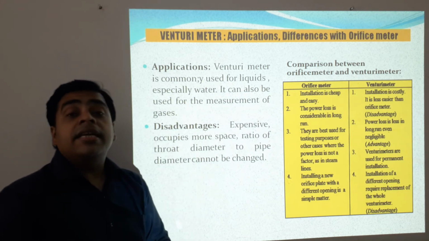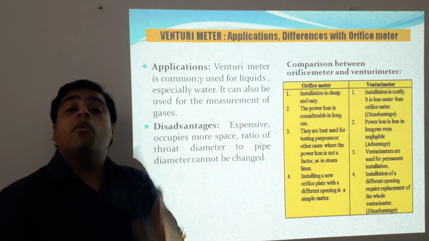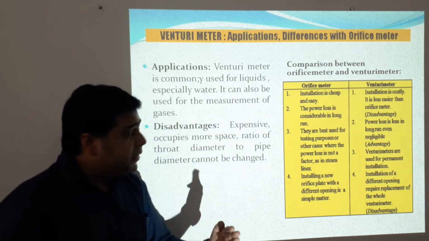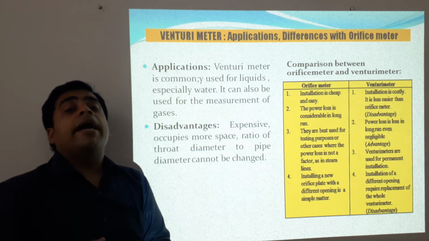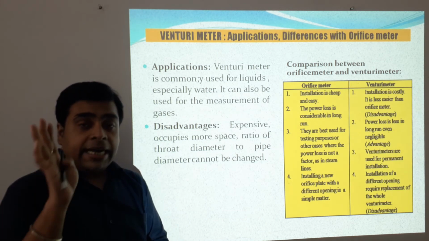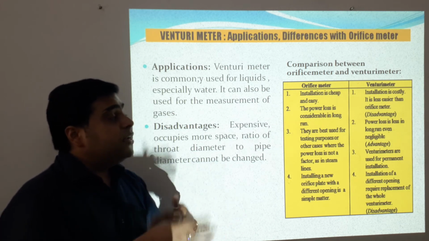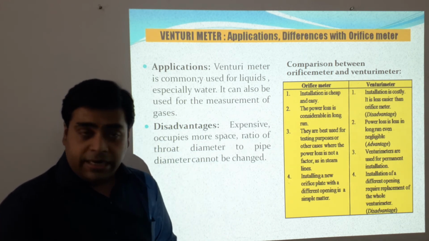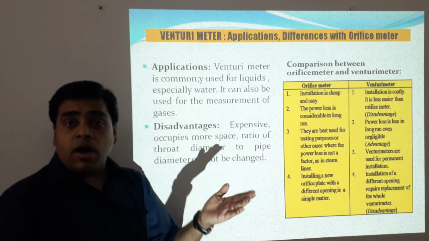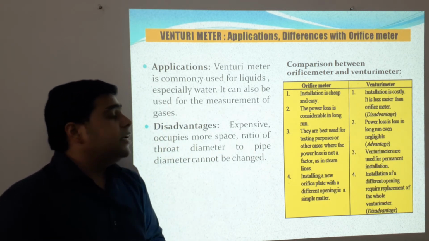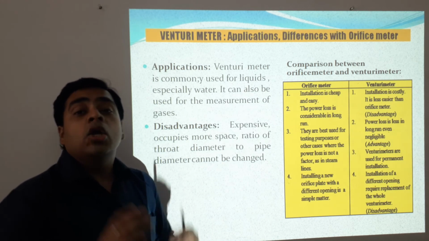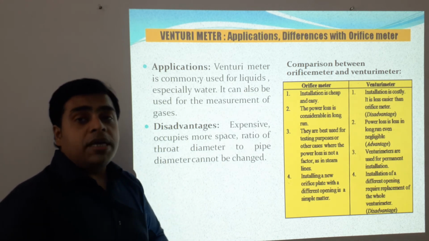Its disadvantage is it is quite expensive, it occupies more space compared to an orifice meter, and the ratio of the throat diameter to the pipe diameter cannot be changed. That is another disadvantage which we didn't find in an orifice meter. So it is an expensive one, it occupies a little more space than an orifice meter, and the ratio of the throat diameter to the pipe diameter cannot be changed.